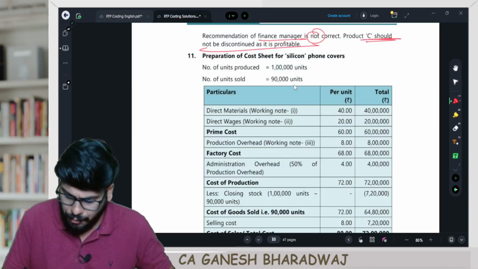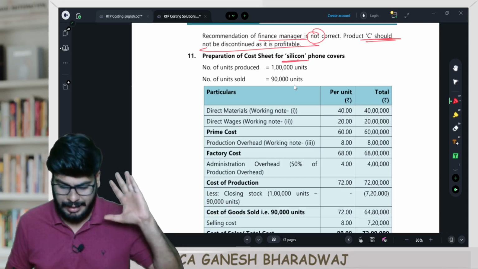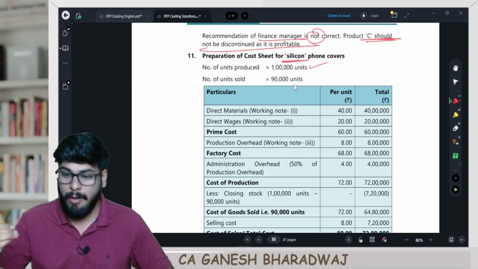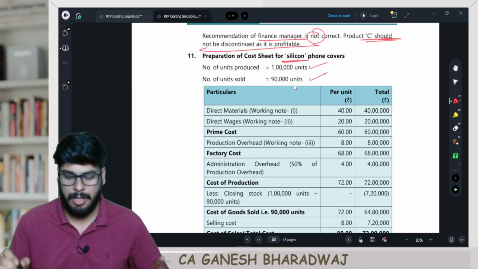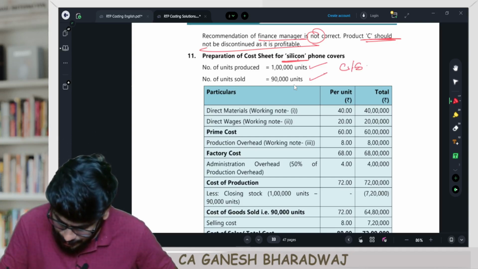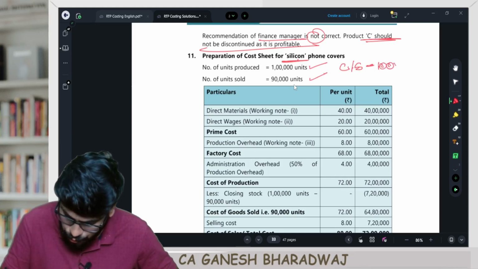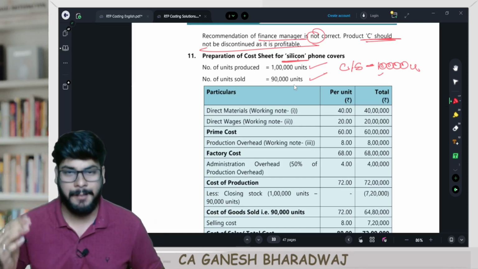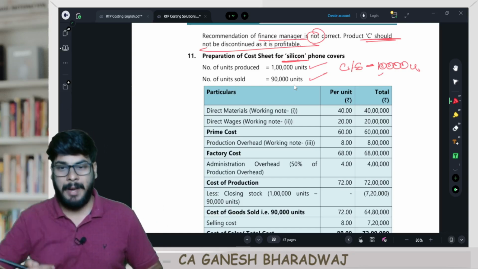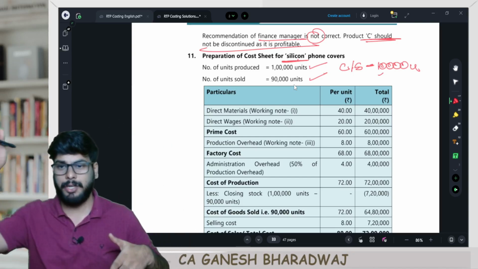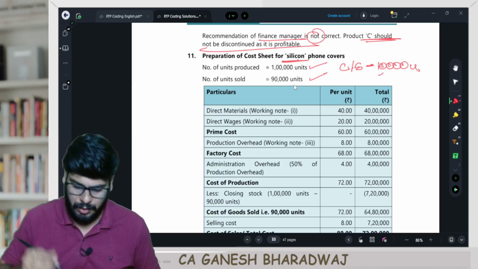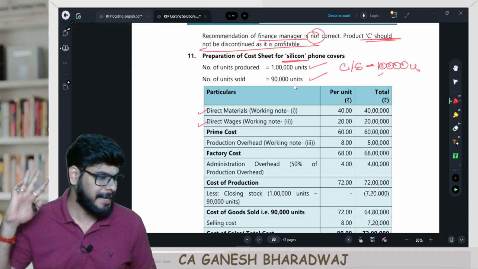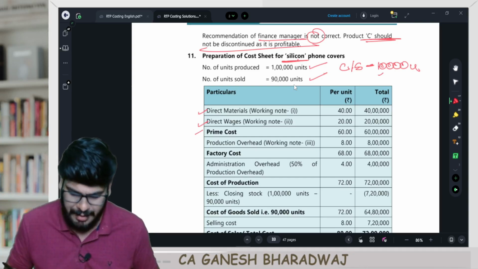Now, preparation of cost sheet for silicon phone cover. The first thing that you need to have in your mind is units of silicon phone cover produced 1 lakh. However, how many units am I selling? 90,000, right? Clearly, this means that there is a closing stock of 10,000 units of silicon phone cover, and there is no opening stock since it is not given in the question. Now, first you prepare the format of cost sheet, particulars per unit and total. The first one is going to be direct material cost, right? Then direct wages. Here direct expense is not there. Subtotal, arrive at prime cost.